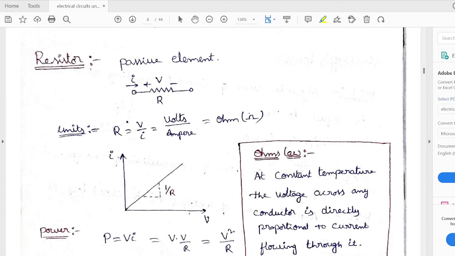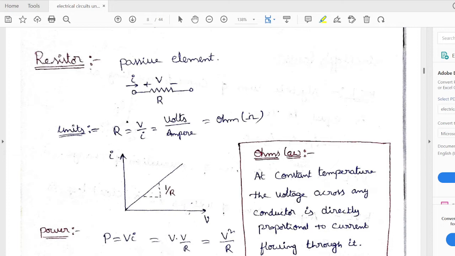Now for this resistor R, if I want to draw the VI curve, meaning the characteristics between voltage and current, I am taking voltage on the x-axis. I would like to find I in terms of V. For instance, I am taking R as 10 ohms. If R is 10, I is equal to V by R. Let us assume that initially the voltage applied is 0. If V is 0, V by R is 0, so the current is also 0.